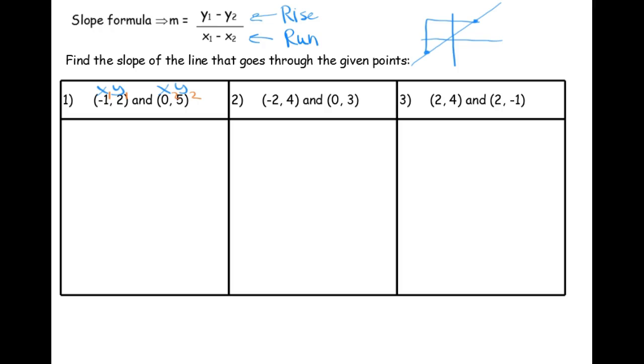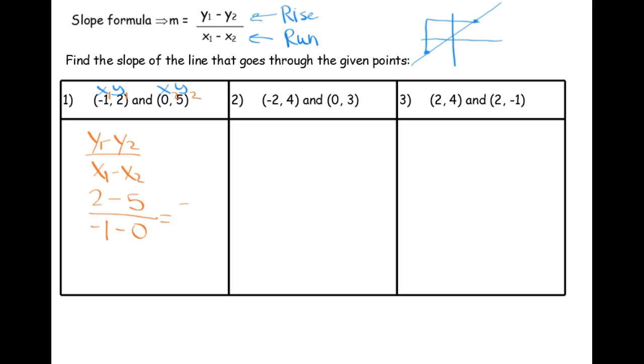So if the formula is to do y1 minus y2 over x1 minus x2, then I just need to copy the right numbers in here. y1 is 2, minus y2 is 5. At the bottom, x1 is negative 1, and x2 is 0. And then I just do the subtraction.